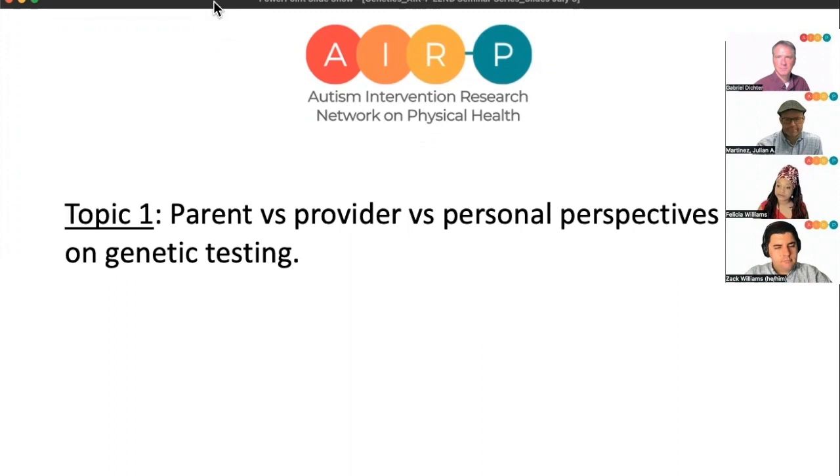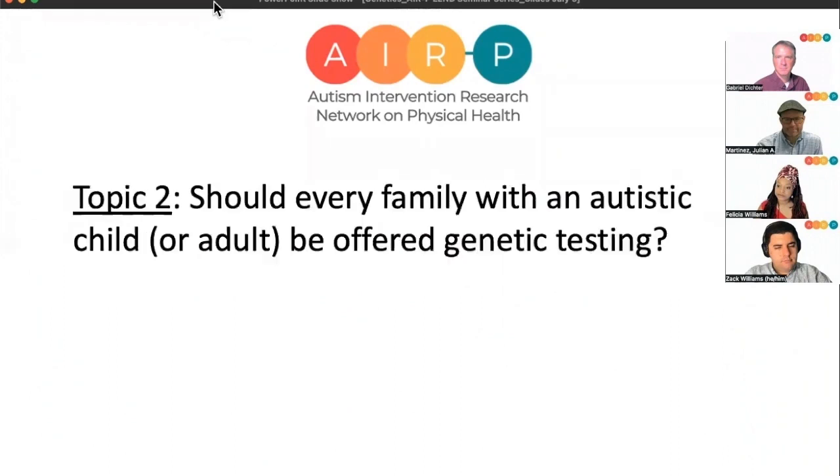The medical system has one qualification criteria, the school system has another. How does the genetic component fall into that, and how will that be utilized? So it just opens up a whole other door to how will this information be received by the community. So yeah, those are great perspectives, and it's a really nice segue into our next topic, which is, should every family with an autistic child or adult be offered genetic testing?